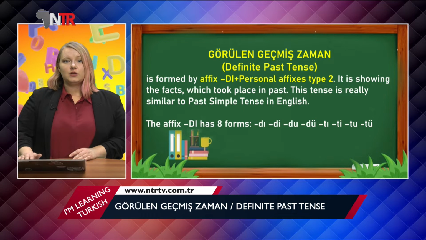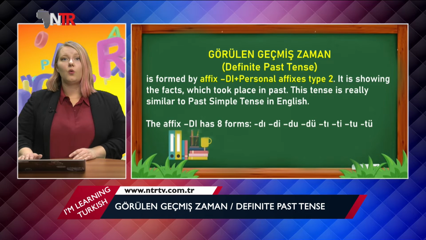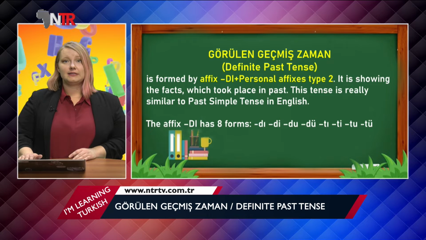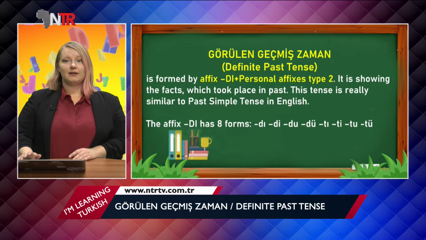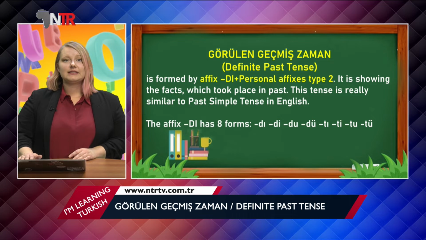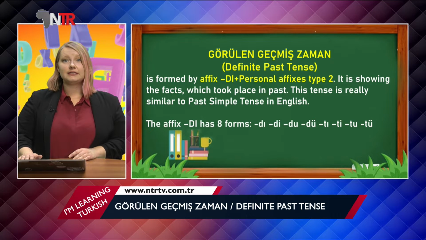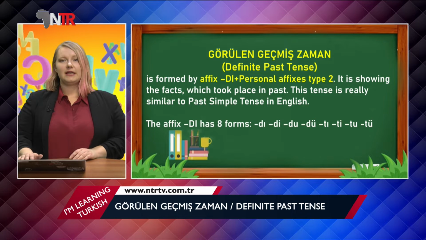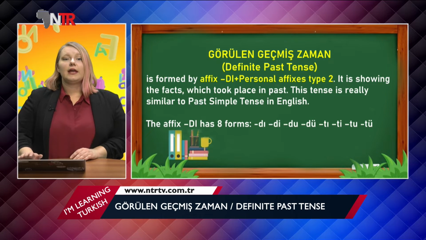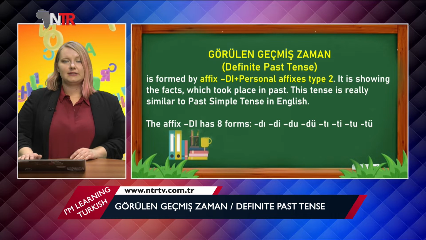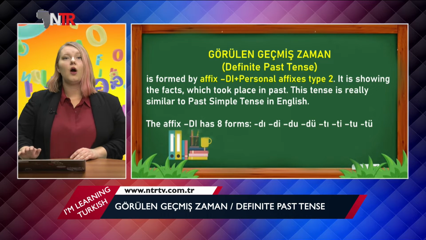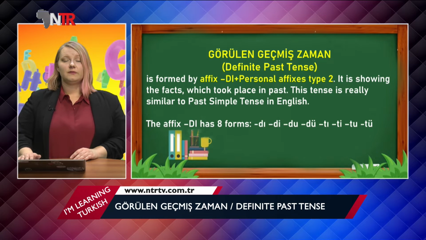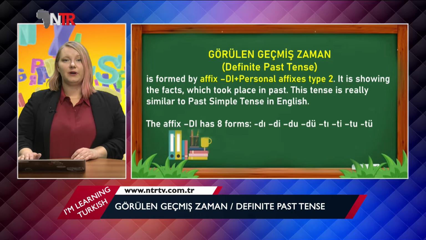So as we understood, we are using it when we want to tell facts, something which took place in the past and we know about it really. It is formed by affix d plus personal affix type 2. We will talk about this type 2 affix a bit later. This tense is really similar to the past simple tense in English, so it will not be so hard for you. But there is only this form. There are no other forms of verbs.